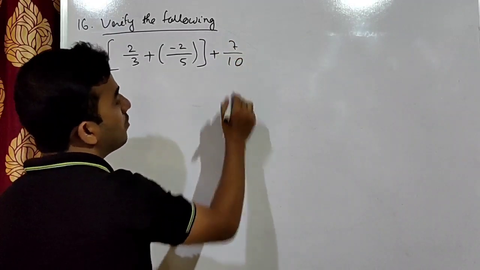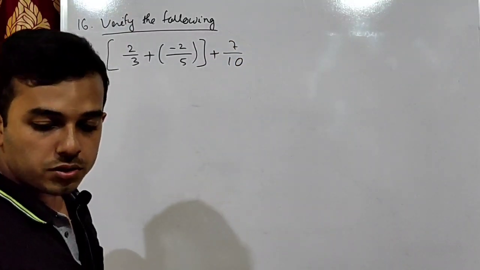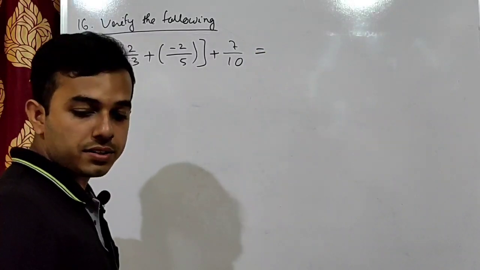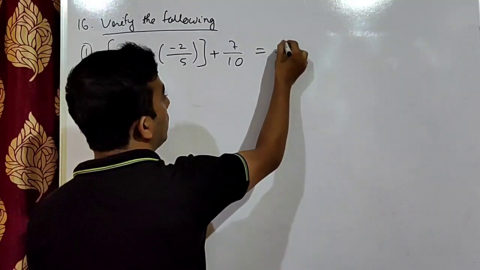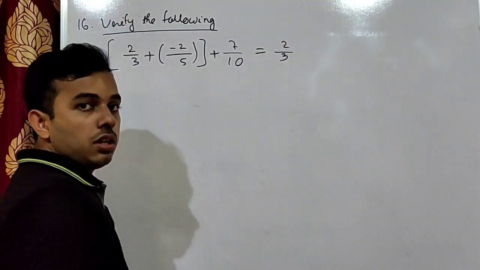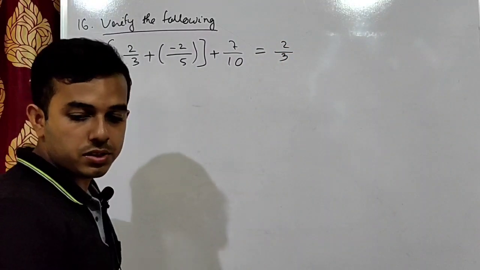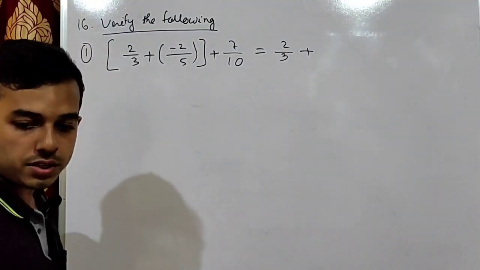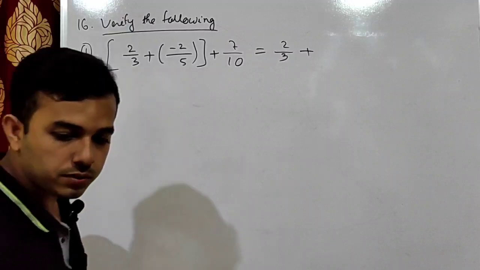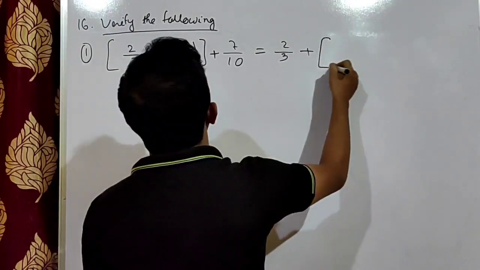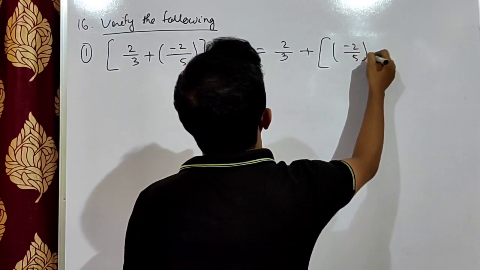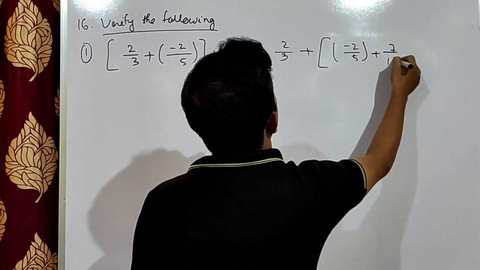This is which rule? Can you say? This is the associative property, right? We have just rearranged the terms and we'll find the sum. So definitely LHS will be equal to RHS, because the associative property of rational numbers holds good for any rational number. It will be minus 2 by 5 plus 7 by 10.